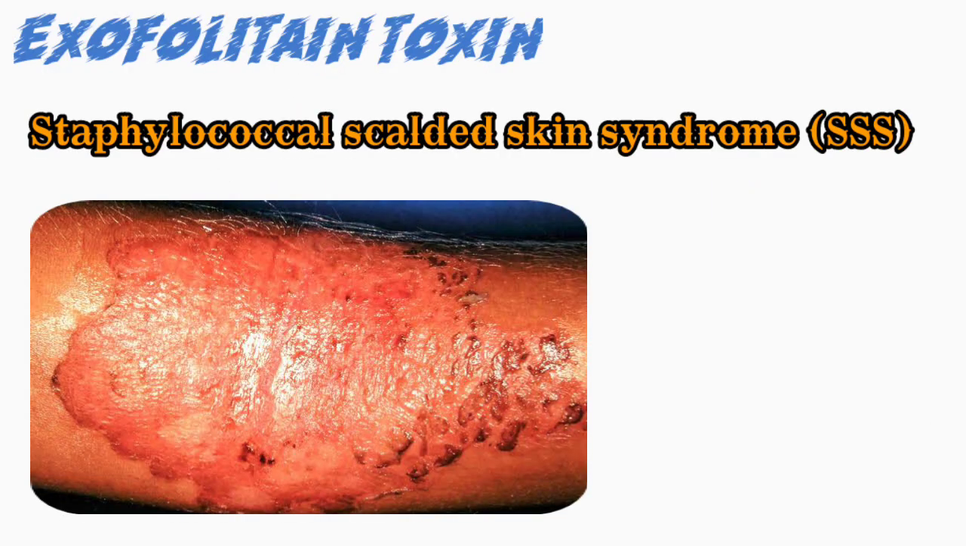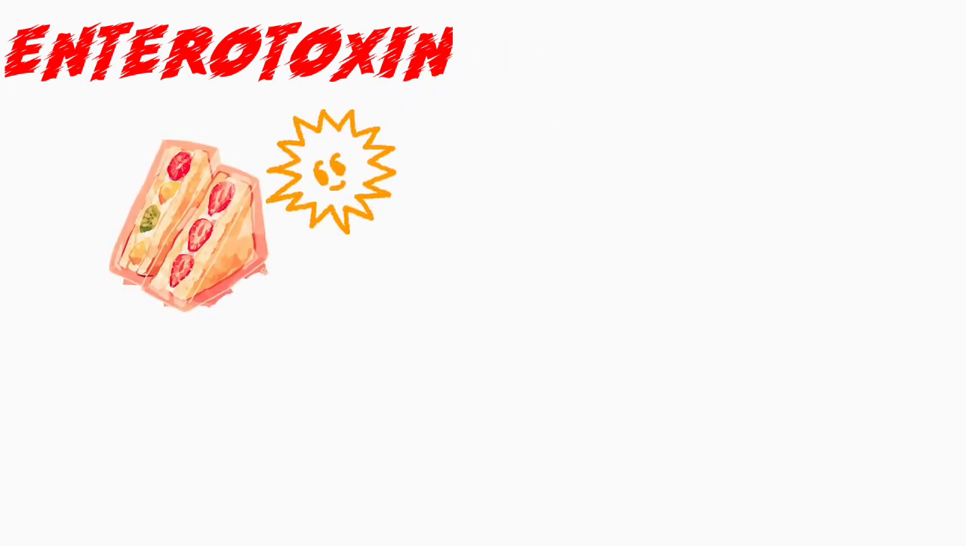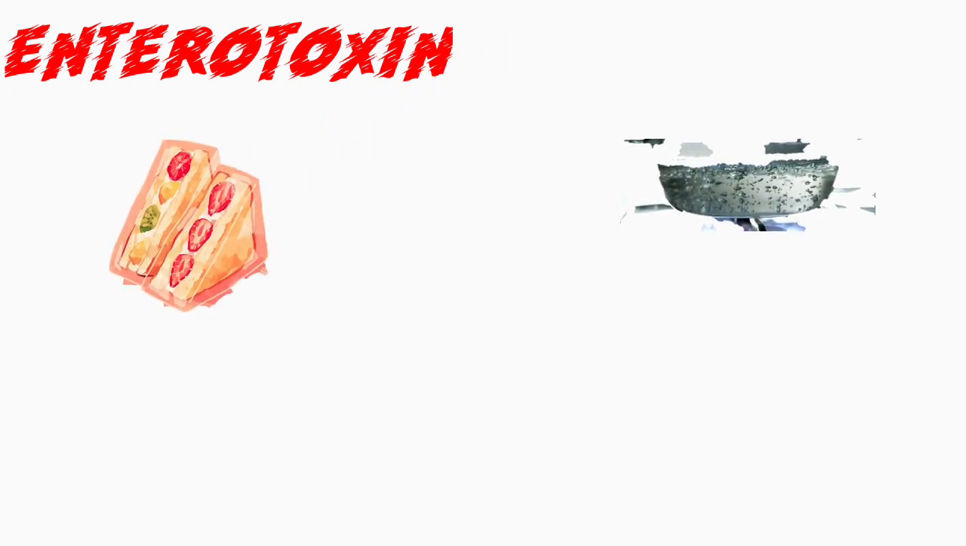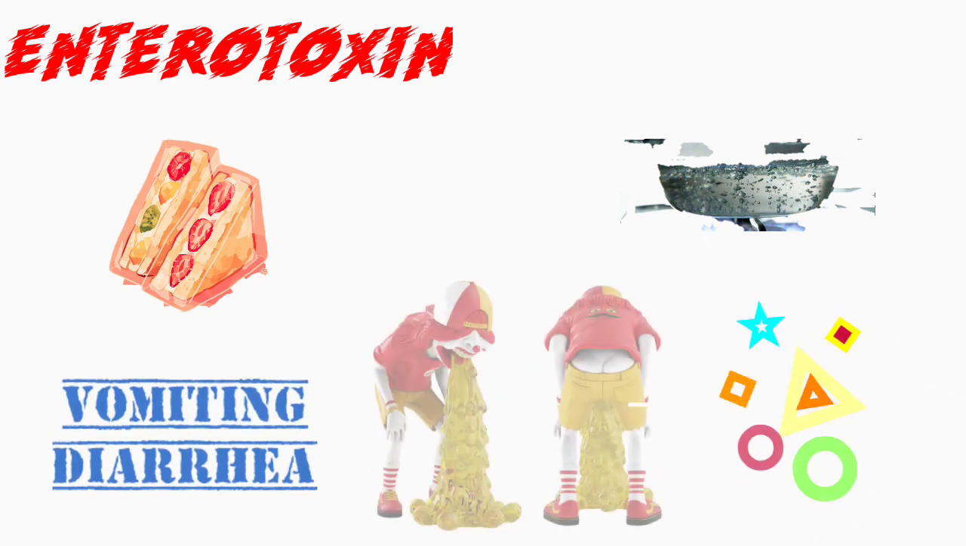Exfoliatin toxin causes staphylococcal scalded skin syndrome. It gives patches of red skin and blisters of fluid. Enterotoxin is mostly found in food. It remains active even after cooking. It can withstand 100 degrees Celsius for a few minutes. It can cause vomiting and diarrhea. If it gets in the blood, it will cause toxic shock syndrome.